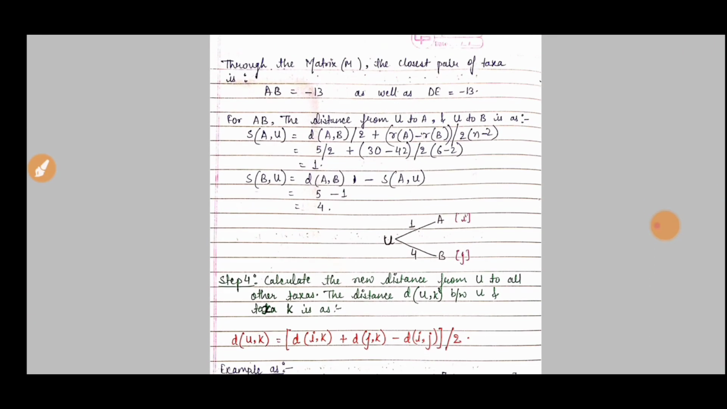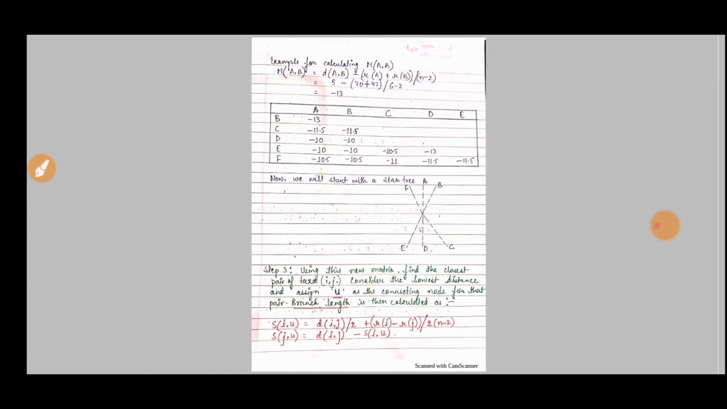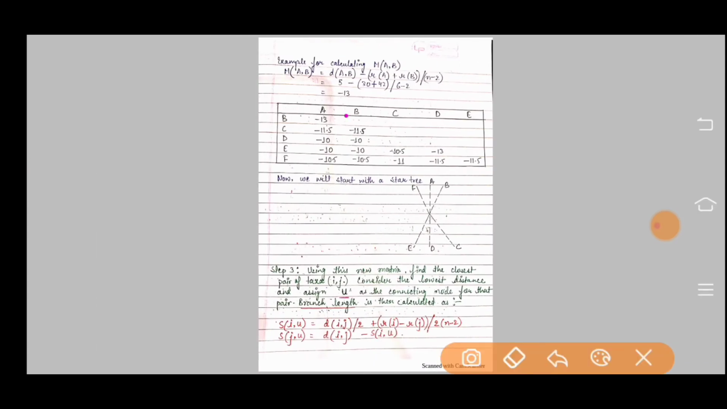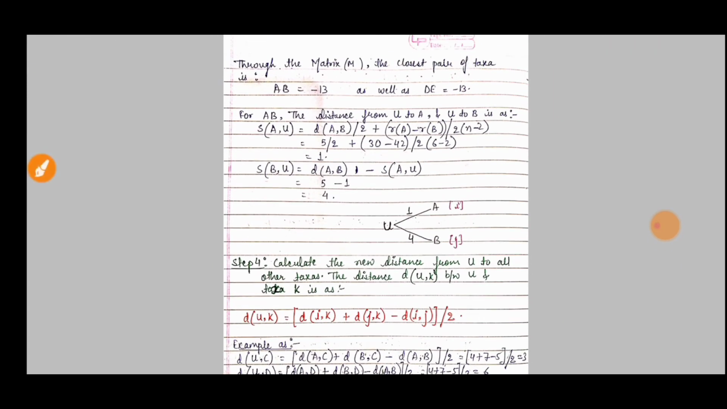Now see, through the matrix M, the closest pair of taxa is like AB. Let me show you again. Here you can see A to B is minus 30 and D to E is minus 13. Okay, so through the matrix the closest pair of taxa is AB as well as DE, that is minus 13. Right now we are going to take only AB. So the distance from U to A and U to B is S.